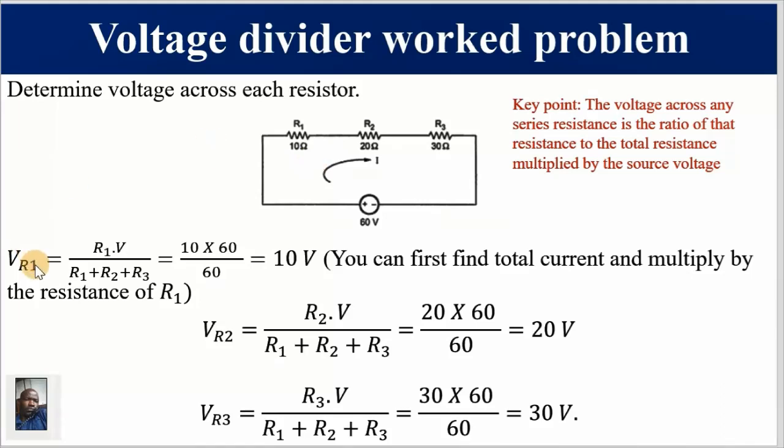How to calculate VR1 using the voltage divider rule or potential divider rule? You simply say the value of that resistor R1 multiplied by the supply voltage divided by the sum. 10 times 60 divided by 60, 10 volts. Let's go to VR2, which is the voltage drop across R2. We simply say resistance value R2 times supply voltage divided by the same sum. 20 times 60 divided by 60 gives us 20 volts. VR3: the resistance value R3 times supply voltage divided by the sum of the resistors in series gives you 30 volts.